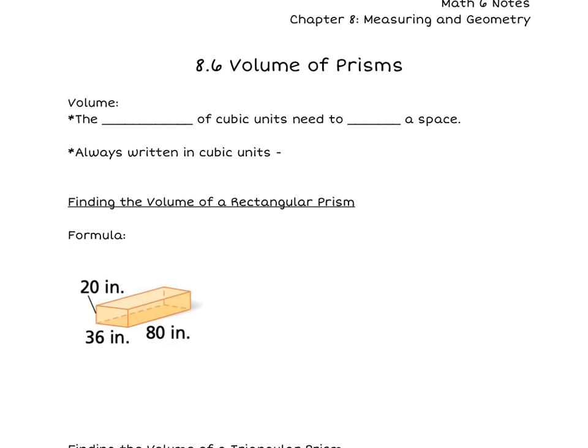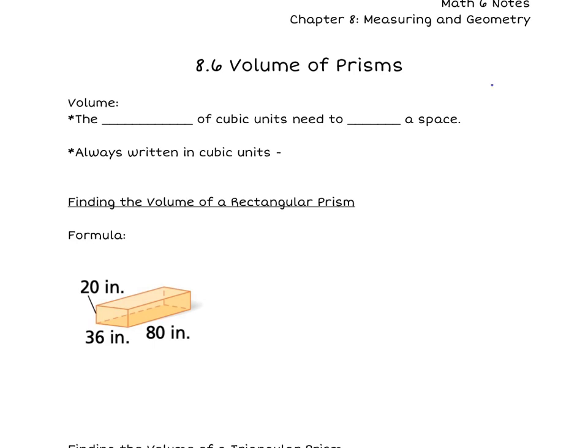Chapter 8, Section 6, Volume of Prisms. Now we're getting into this thing called volume. Volume is three-dimensional space. We've always, in the past, been doing two-dimensional, so flat objects. So now we're going to add a third dimension to that.